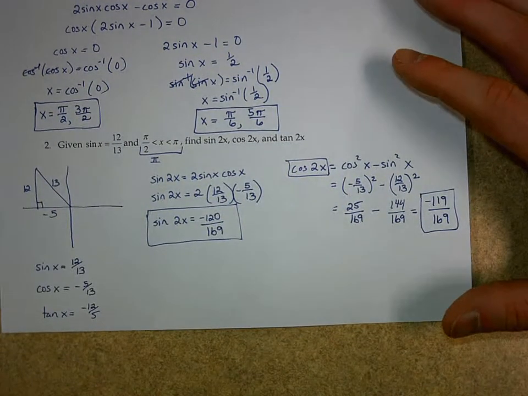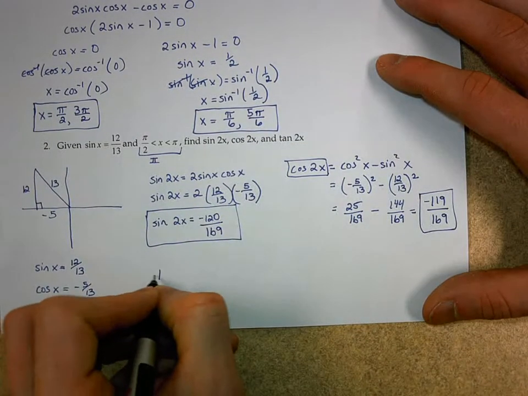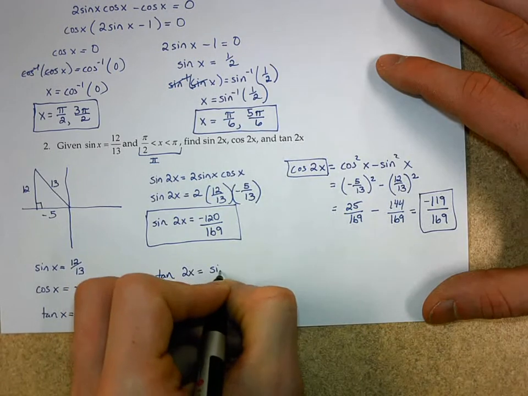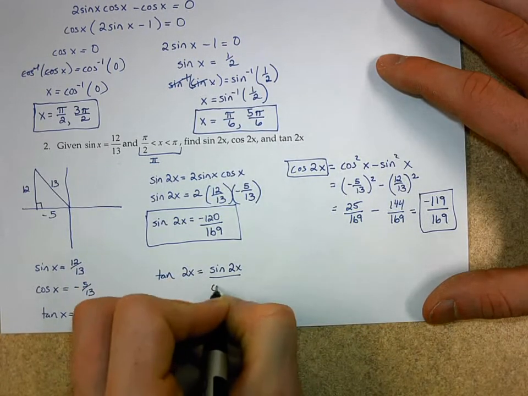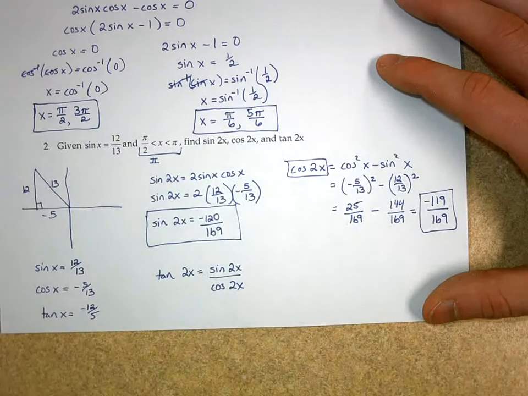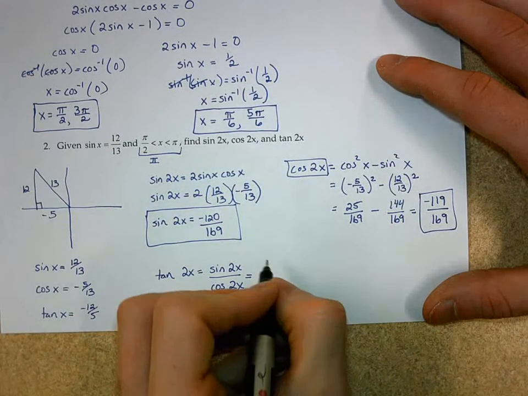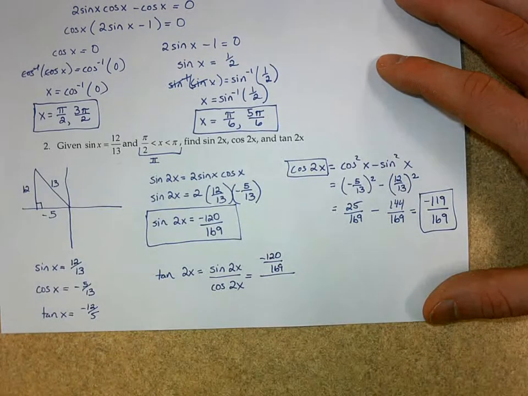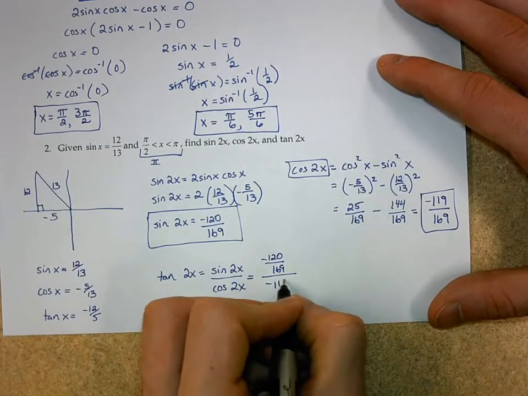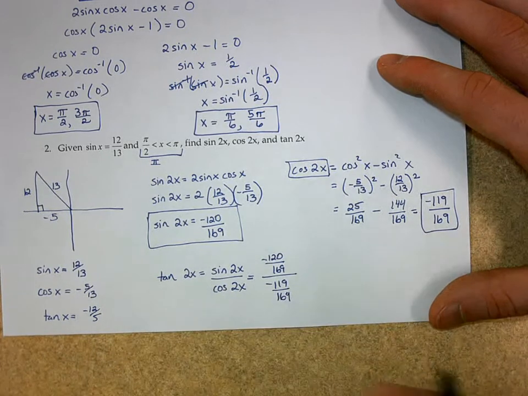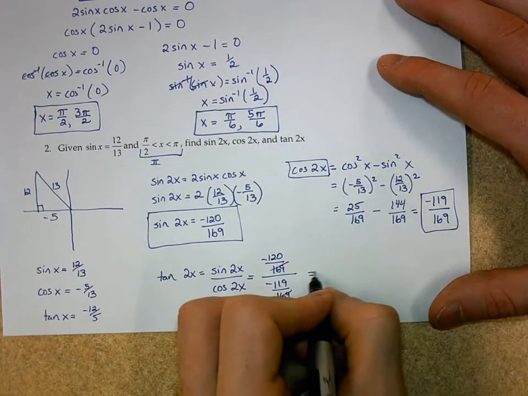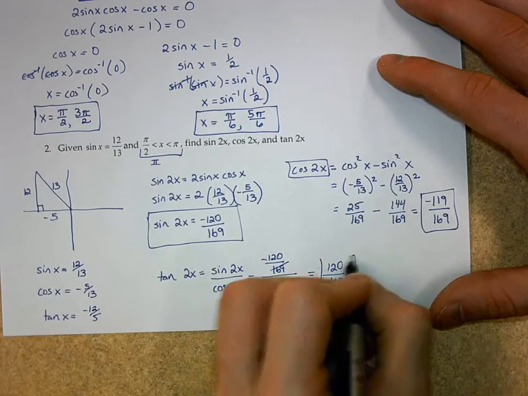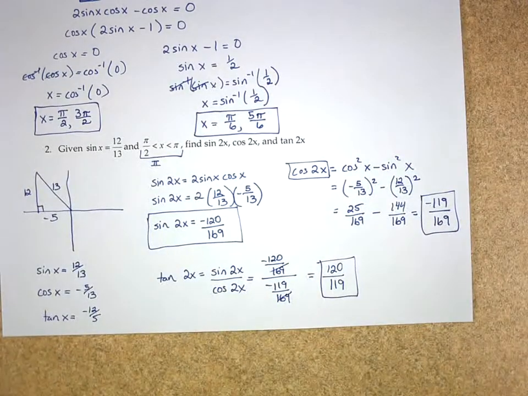And then finally, tangent. I've got a formula for tangent, but I also know that the tangent of 2x is going to be the same as the sine of 2x over the cosine of 2x. The sine of 2x I know is negative 120 over 169. The cosine of 2x is negative 119 over 169. My 169's cancel, and I'm left with a positive 120 over 119 for the tangent of 2x.